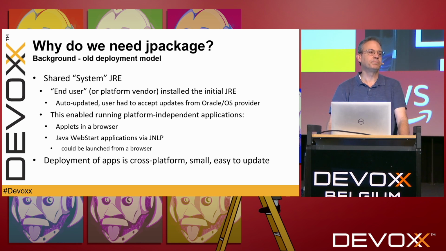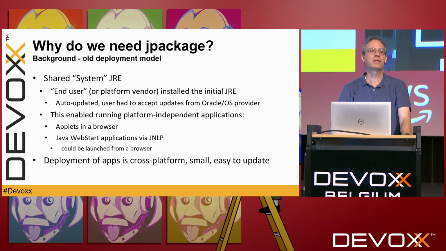So first of all, why do we need it? What problem is it we're trying to solve? So one of the ways people used to deliver applications, and in fact still do in some cases, is assume there's a JRE already on the machine. In the days when we were actively and aggressively working with OEMs, pushing JDKs and JREs onto every end user machine, that was a reasonable way to do it. So the end user or platform vendor, in some cases the OEM vendor like Dell or HP, would install a JRE, and then we would have an auto-update mechanism to keep that up to date with security fixes.